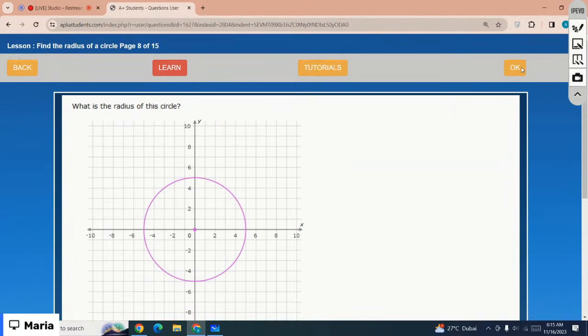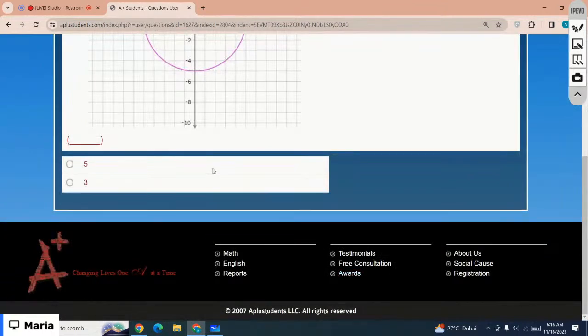Okay, the next one is, what is the radius of the circle? So which is the correct option? So from this point to this point, the distance is 5. So the radius of the circle is 5. Yes, the radius of the circle is 5. So the correct option is 5.